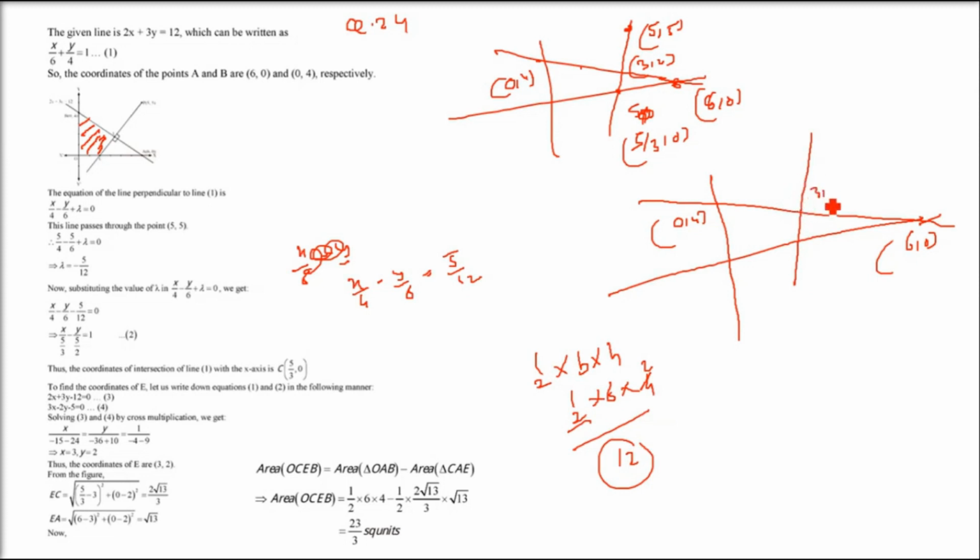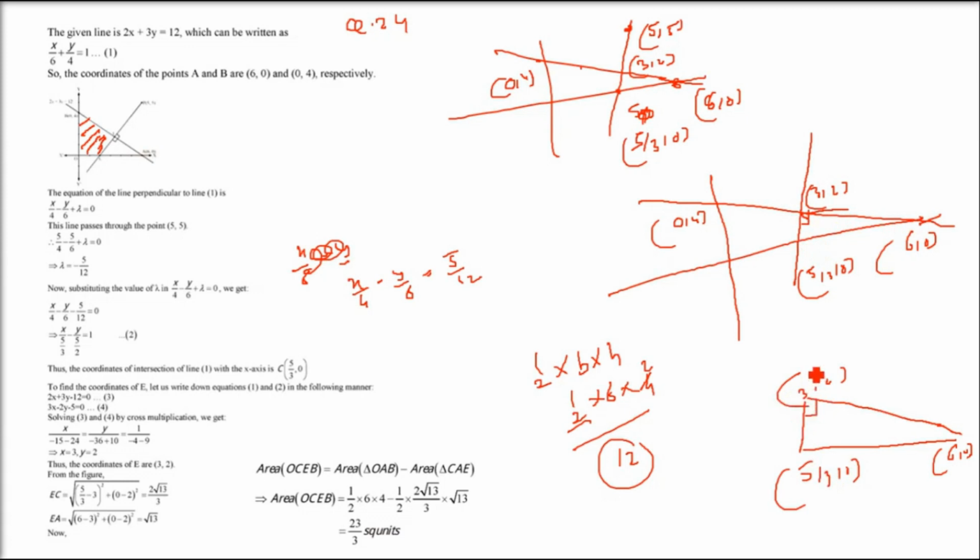Now we have to remove this right side triangle. This is (3, 2). This is (5/3, 0). Now this is 90 degrees. So half into base into altitude. Half into base, which is this line, into altitude, this line. So half into AE into CE. So this is the triangle. We have (6, 0), we have here (3, 2), and here we have (5/3, 0). So this is 90 degrees, right? So half into base is this one, altitude is this one.